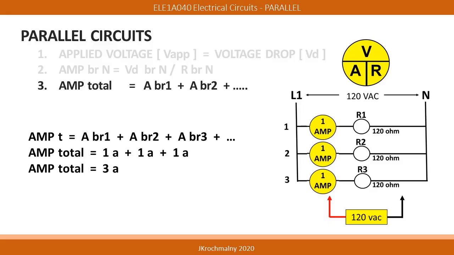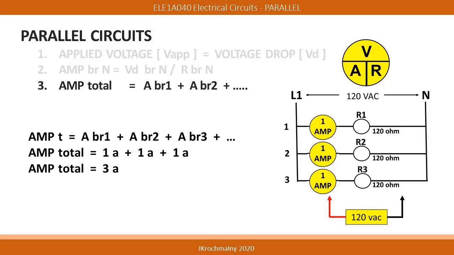In electrical parallel circuits, there is a total amperage flow of electricity, and it is found by adding all of the branch amperages together. In this case, we add 1 amp in branch number 1 and 1 amp in branch number 2 and 1 amp in branch number 3, giving us a total amperage of 3 amps. This 3 amps leaves and goes into the source of the power.